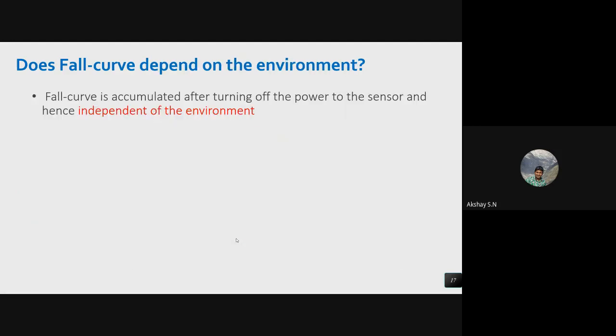The final and the most important property is: does this fingerprint depend on the environment? Which means, let's assume I collect a fingerprint at high temperature, and tomorrow we deploy that sensor in a low temperature. Does the fingerprint change? That's the question. Since we are collecting the fingerprint after turning off the sensor, it does not depend on the environment itself. Let me explain this with a graph.